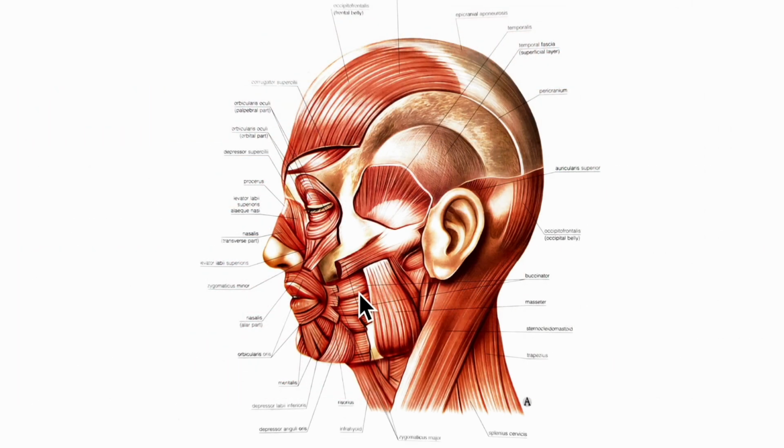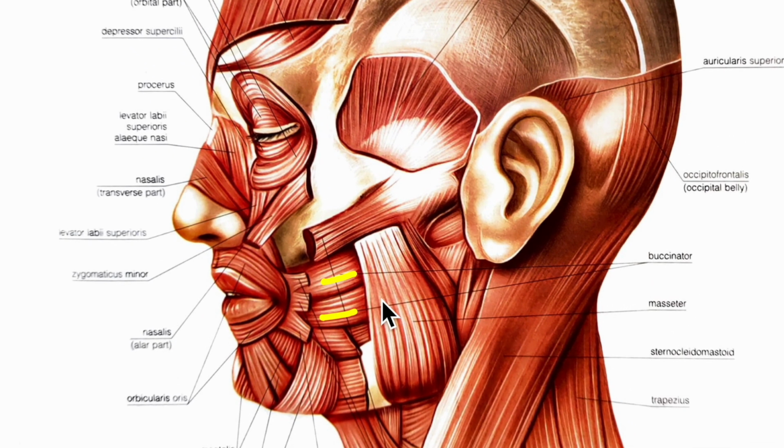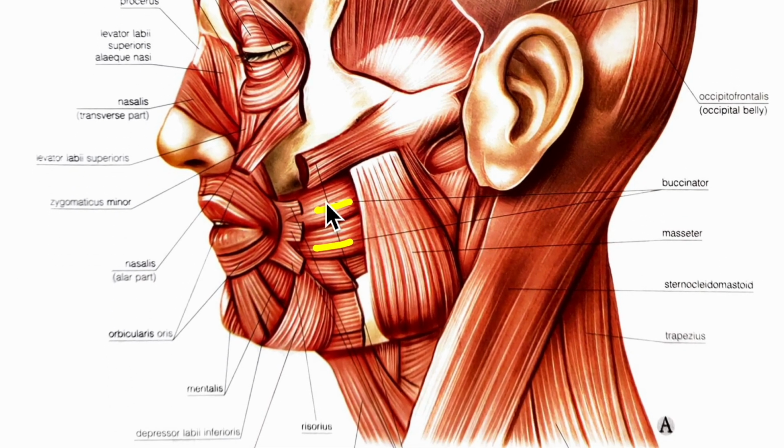Next, let's learn about the buccinator muscle, that is a muscle of the cheek. It mainly has three fibers, that is the upper fibers, lower fibers and the middle fibers. The upper fibers arise from the maxilla opposite the molar teeth. It inserts into the upper lip. The lower fibers arise from the mandible opposite the molar teeth, and it inserts straight to the lower lip.